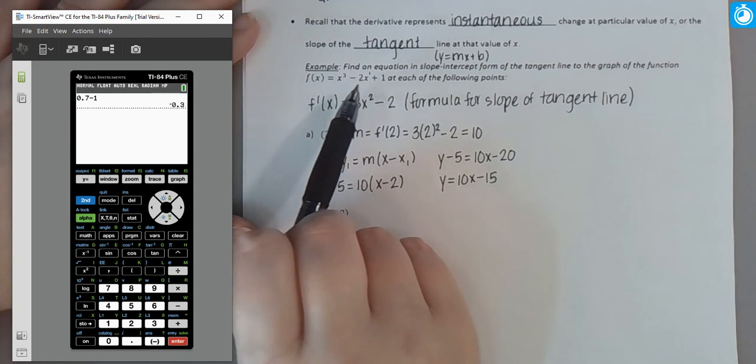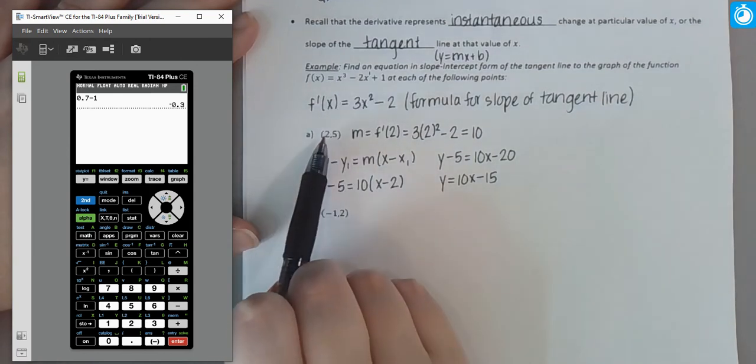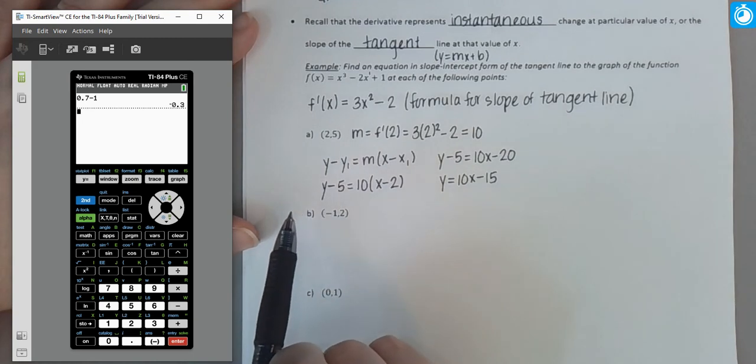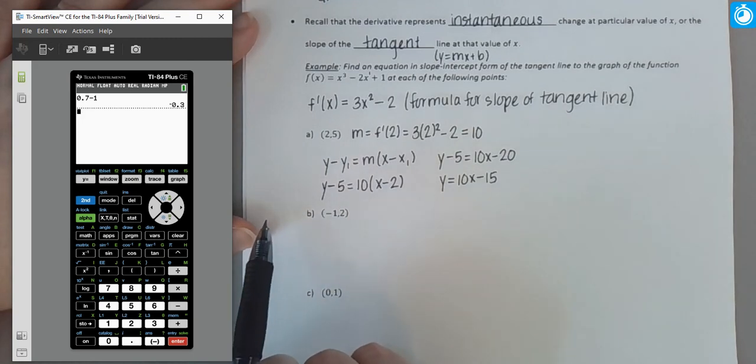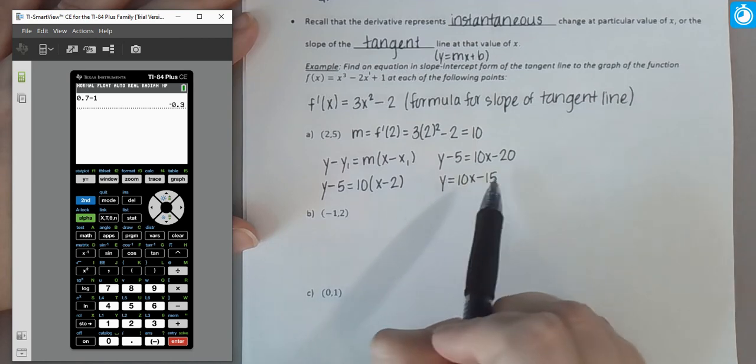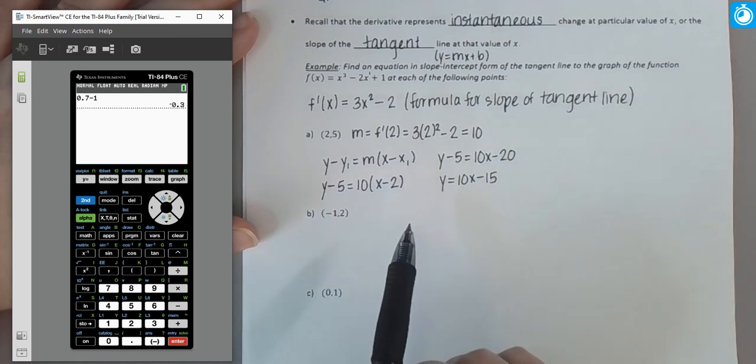So if we were to sketch this graph, locate the point (2, 5), and then draw the tangent line at that location, which will be unique. It will be a unique line. This would be the equation of that line. Okay, let's try the next one.